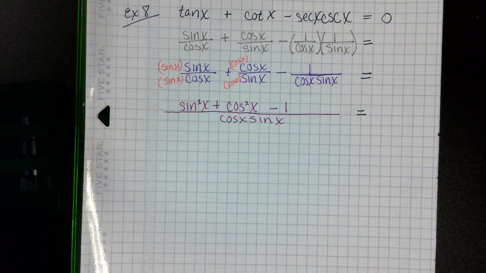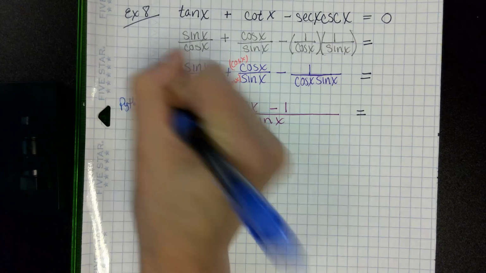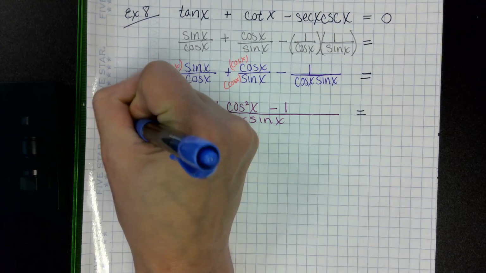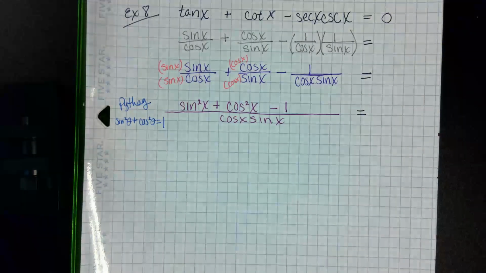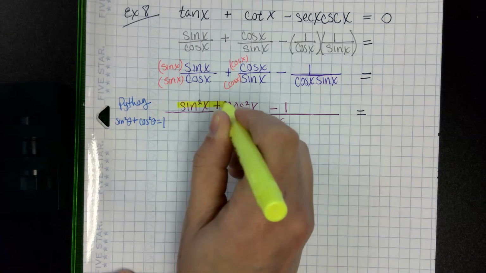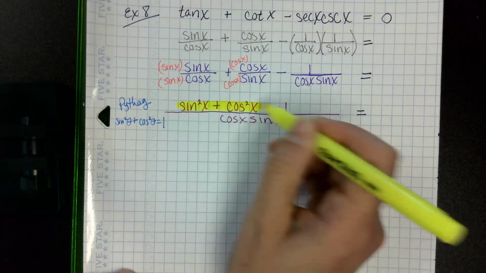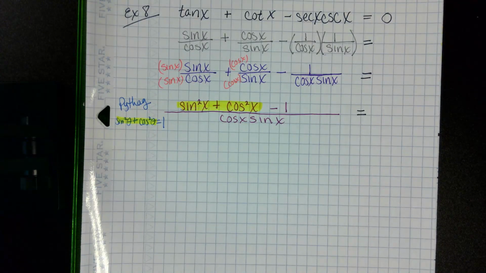So as I was writing sine squared x plus cosine squared x, it made me think of the Pythagorean identity. So I want to look at my formula sheet and see, do I have a Pythagorean identity that looks like that? I do. The Pythagorean identity is sine squared theta plus cosine squared theta equals 1. So what I have in my problem, sine squared x plus cosine squared x, that matches the left side of my identity exactly without having to rearrange anything.